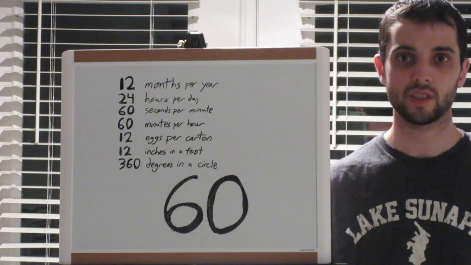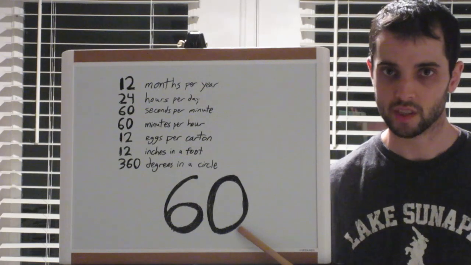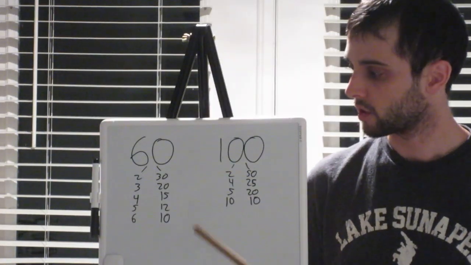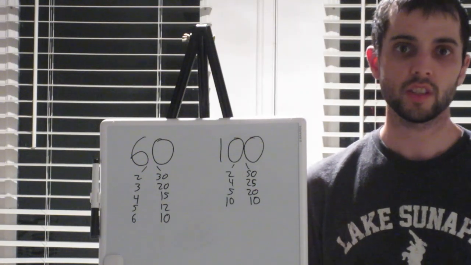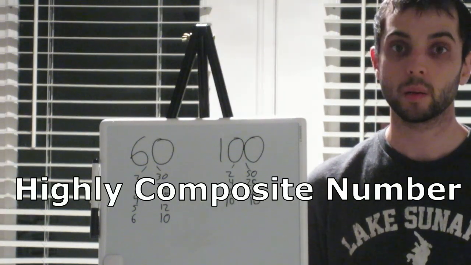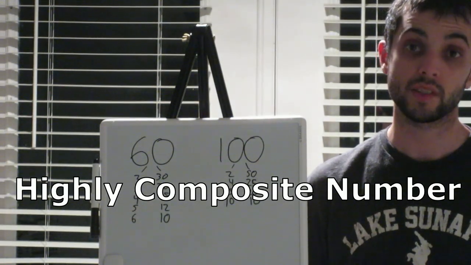They also had a base 10 system of counting, but they knew something special was up with the number 60. Despite being a smaller number, 60 actually has more divisors than 100. 60 is what's known as a highly composite number, meaning it has more divisors than any number less than it.